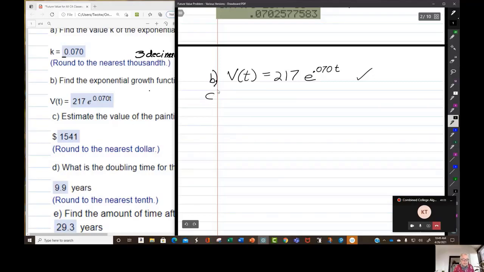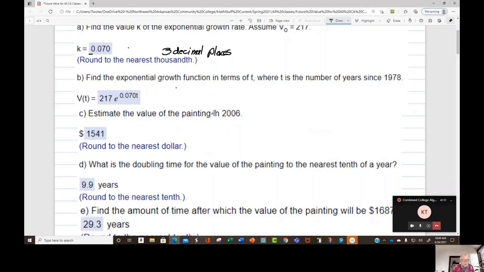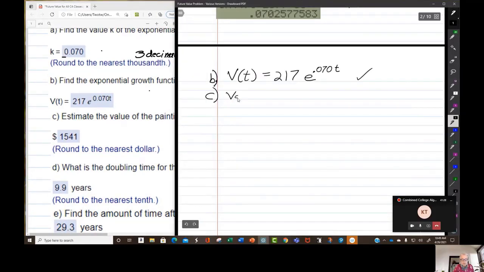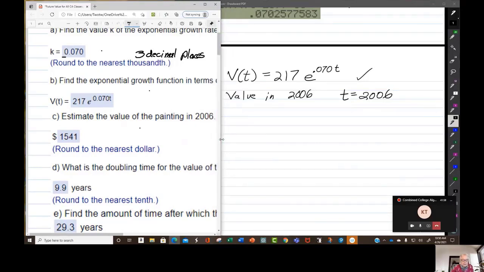Okay, now C. Estimate the value of the painting in 2006. All right, let's write that out. Value in 2006. First, I have to find out what t is. t is going to be 2006. Let me make sure that's 2006. Yes, it's 2006.